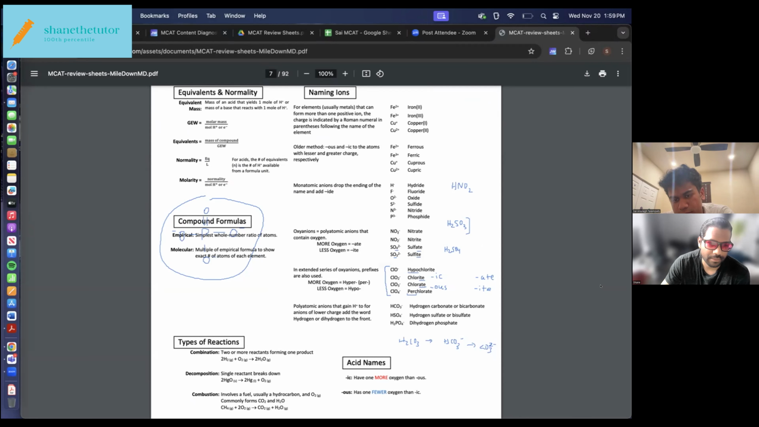And then ferric, same kind of principle with the ic and the ous, except this time it's related to charge. The larger the charge, the more it'll be ic. And your negatively charged ions will be ending in ide. And hydride here is your negatively charged hydrogen. Oh yeah, and they talk about it here as well. Oh, I didn't see that.